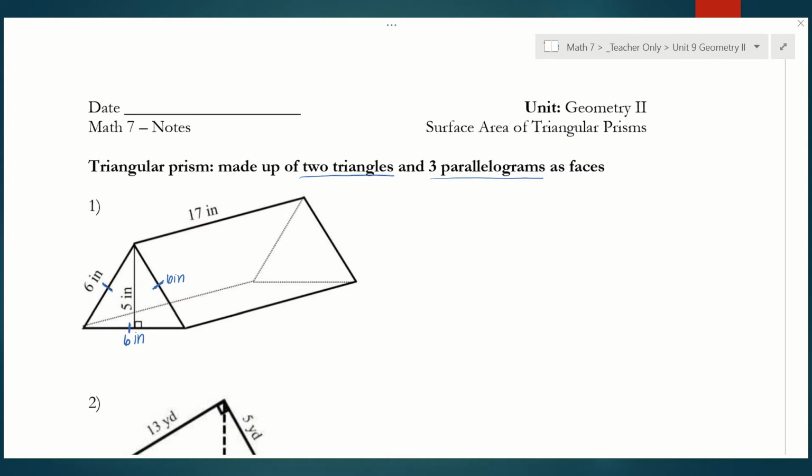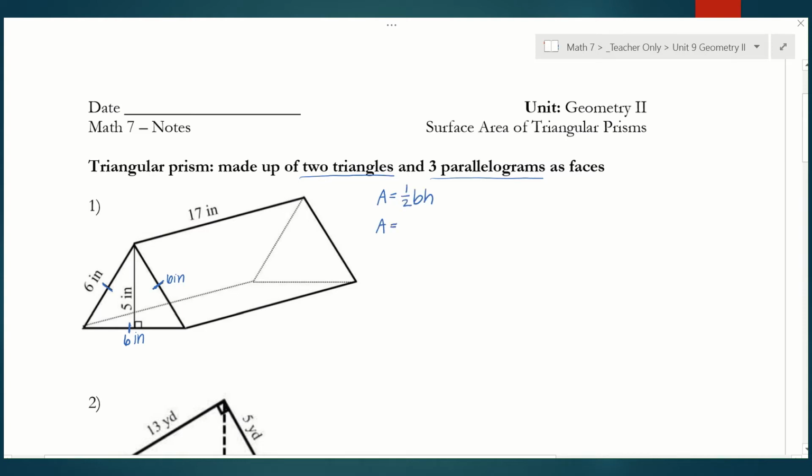Okay, so the way that we're going to do this is we're going to start by finding the area of the 2 triangles. Now, what's kind of nice is that every time your area of your 2 triangles will be the same. So all we have to do is find the area of one, and then we can put it in our list twice. So let's start by writing down the formula for the area of a triangle.